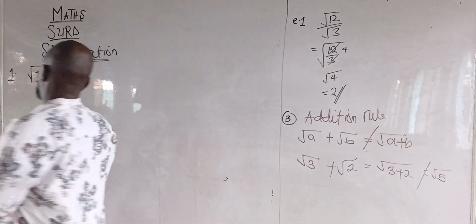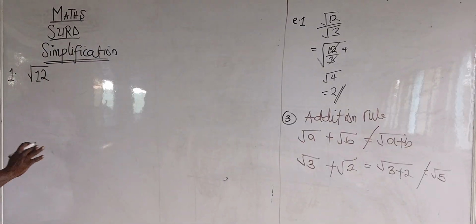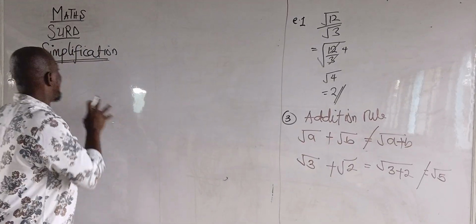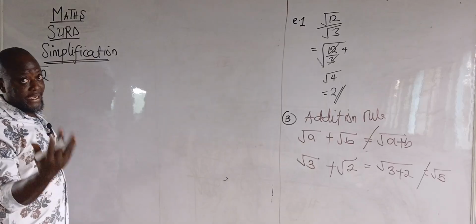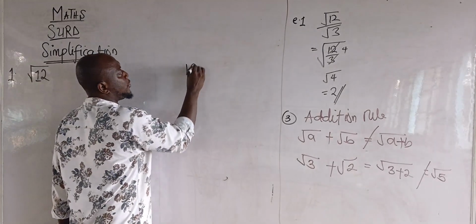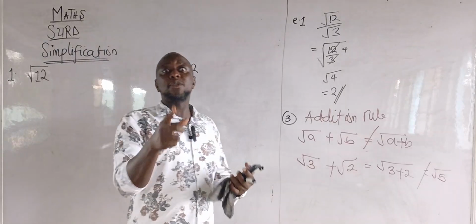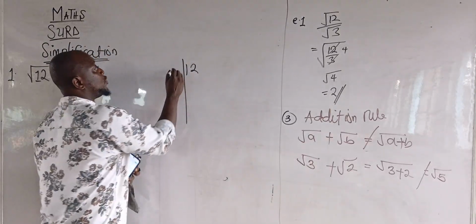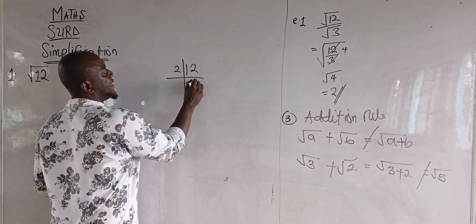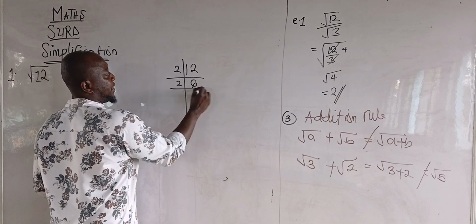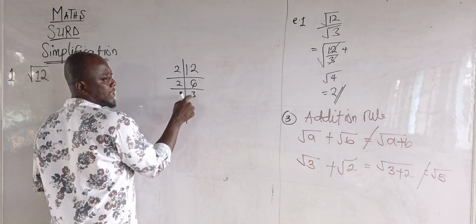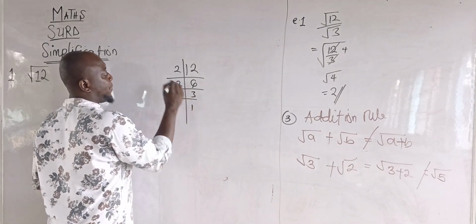So let's start with this. How do we work on this? First, my advice for beginners is this: take this 12 somewhere and start dividing with the smallest number that can divide it. Obviously it's 2. So 2 can go here, it is 6. 2 can still go here, it is 3. 2 cannot go here, but 3 can go here. So that will give us 1.